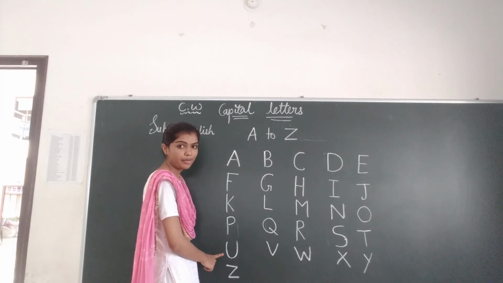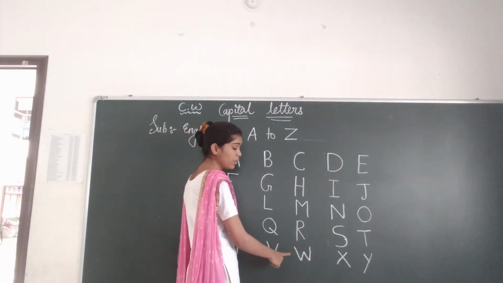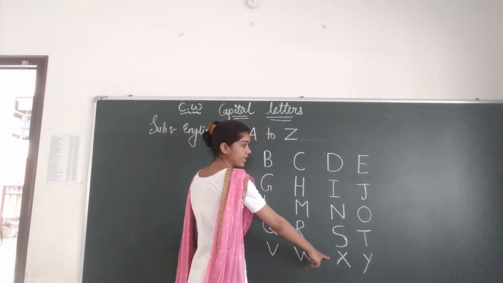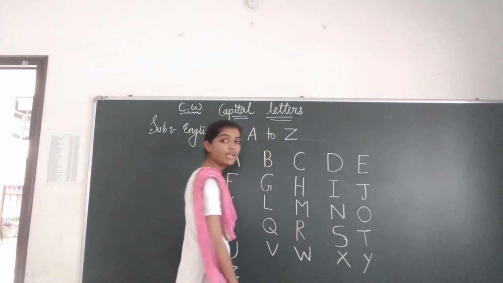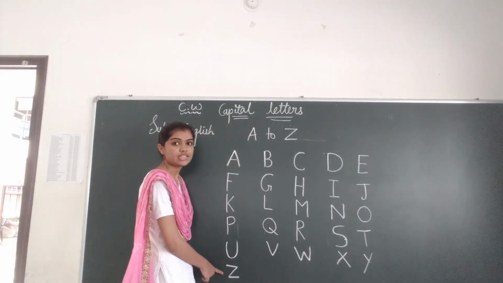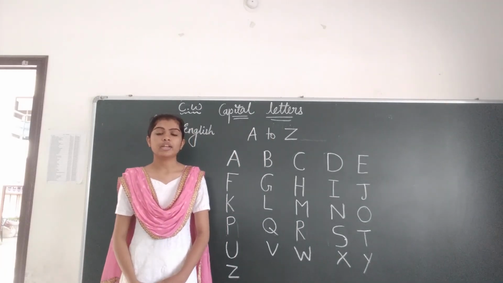U for umbrella. V for van. W for watch. X for X-ray. Y for yak. And the last alphabet is Z for zebra. So here are 26 alphabets, A to Z.